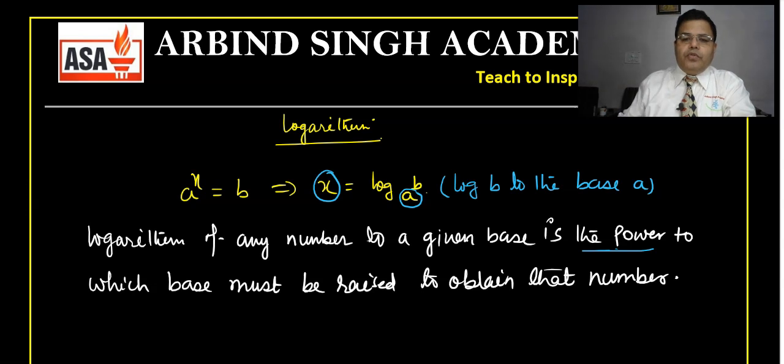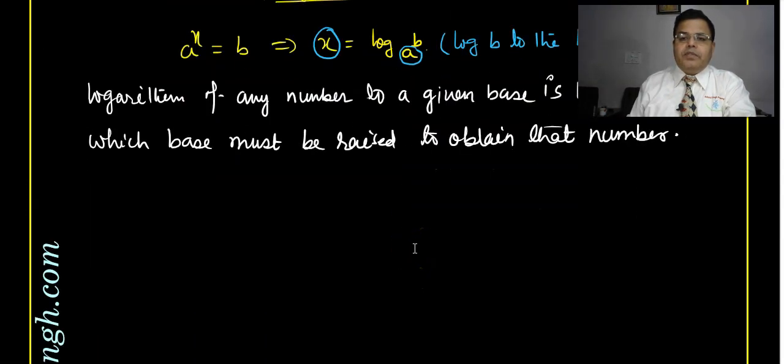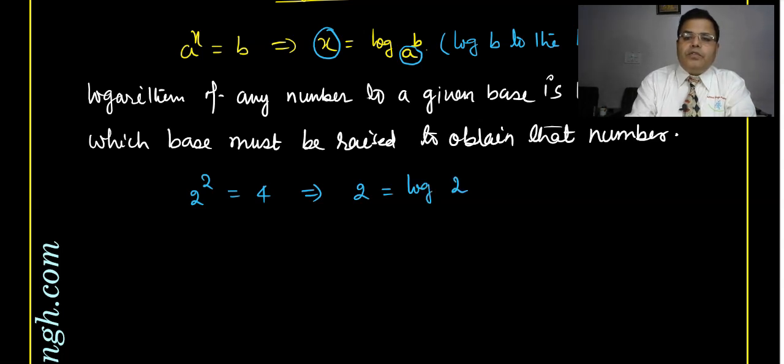Now let us see how to use this logarithm and some applications. Let us write a few numbers. For example, if I write 2 to the power 2 is equal to 4, then with this definition we can write 2 is equal to log of 4 to the base 2. If I write 2 to the power 5 is 32, this implies 5 is log of 32 to the base 2.